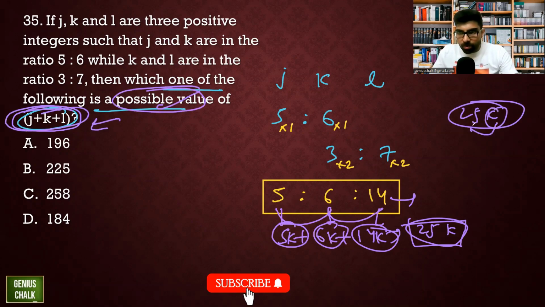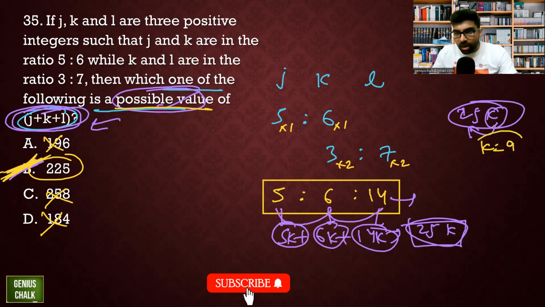This k must be a multiple of 25 only, right? So whichever option is a multiple of 25, that is my answer, and that is 225. This is not a multiple of 25. This is not a multiple of 25. This is not a multiple of 25. Only this option is available. So this is the only possible value, where if you put k as 9, 25 nines are 225. This is my answer.